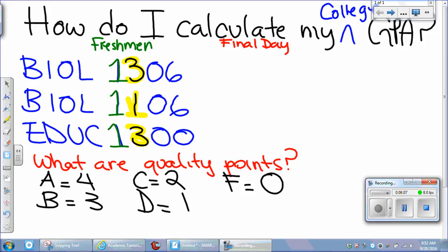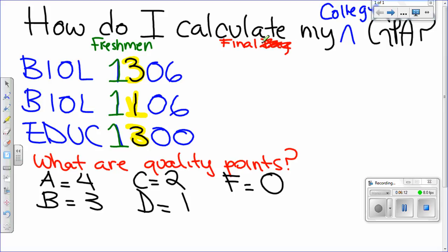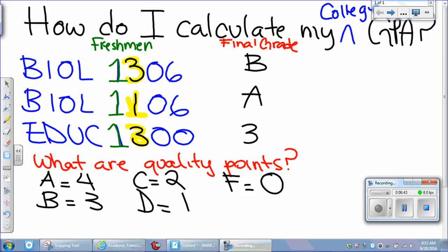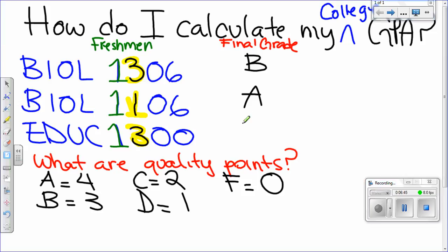Now, of course, to calculate your GPA, we need to know your final grade, not your final day, although that's the day when you receive your final grades. So, final grade. Now, let's make up some grades for the student. Let's say that the student got a B in the biology lecture. The student got an A in biology lab. That happens. And then in education 1300, the student wasn't so lucky and got a C. Okay, I made a little mistake here. I meant to put a C.